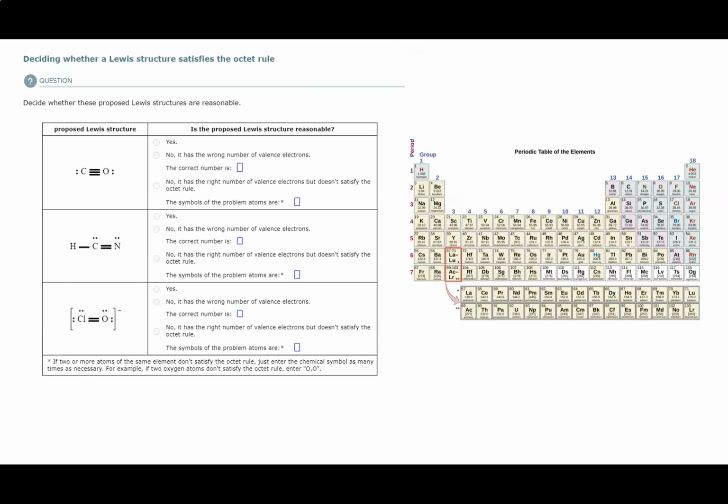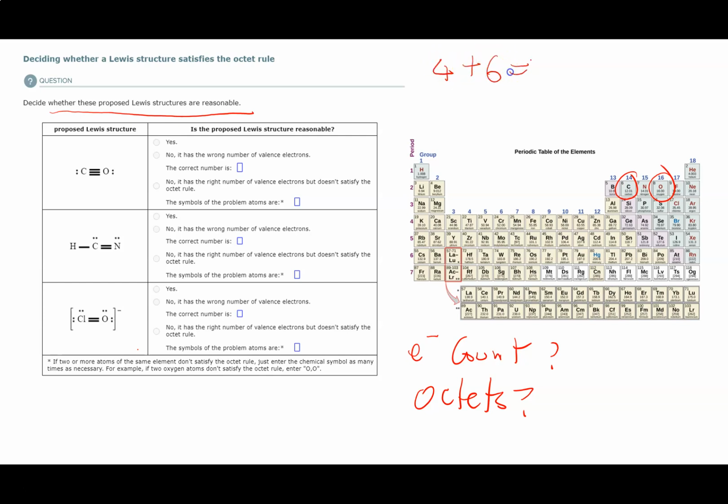All right, let's have a look at this one. It says decide whether the proposed Lewis structures are reasonable. Remember, there's 2 things that we want to check: the electron count and that every atom has an octet. So that's what we're going to check in every case. Carbon is in group 4A and oxygen is in group 6A. So for carbon monoxide, we've got 1 carbon, so that's 4, and 1 oxygen, that's 6, which gives me 10 electrons. The first thing I'm going to do is count up the number of electrons. So I've got 2, 4, 6, 8, 10. So it's good on the electron count.